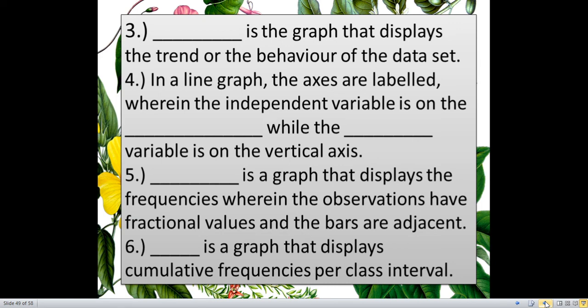Number 4, in a line graph, the axes are labeled wherein the independent variable is on the blank while the blank variable is on the vertical axis. Number 5, blank is a graph that displays the frequencies wherein the observations have fractional values and the bars are adjacent. And number 6, blank is a graph that displays cumulative frequencies per class interval.